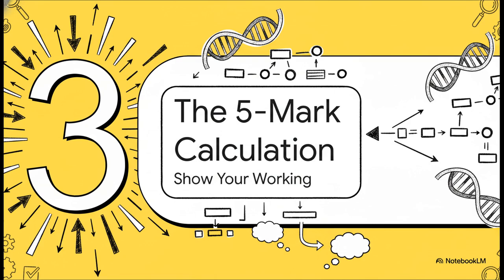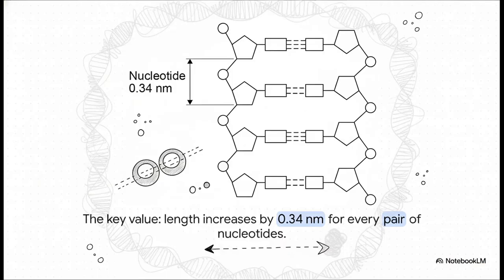Okay, deep breath. This is the big one, the 5-mark calculation. This is where you can really pull ahead of the pack, and the secret weapon here is showing your working. Every single step. Let's go back to the question for a second. See this diagram? It gives us the most important clue for this entire calculation.